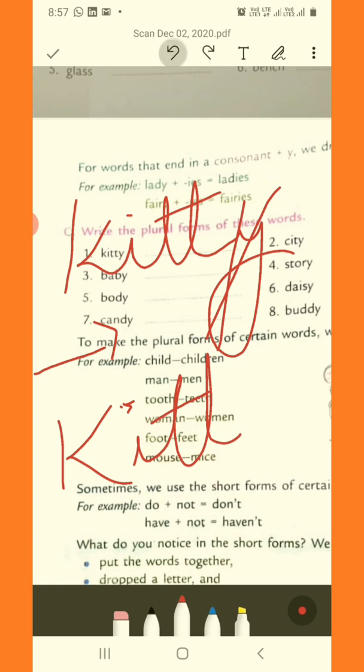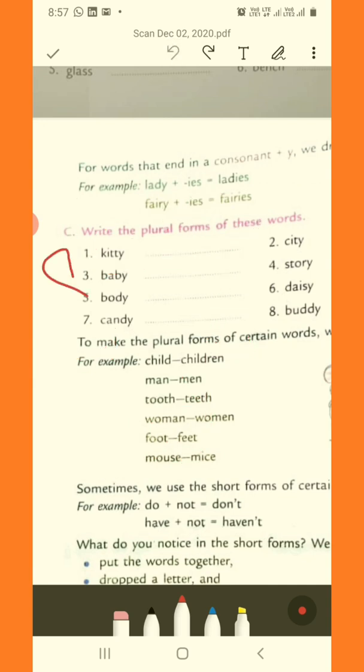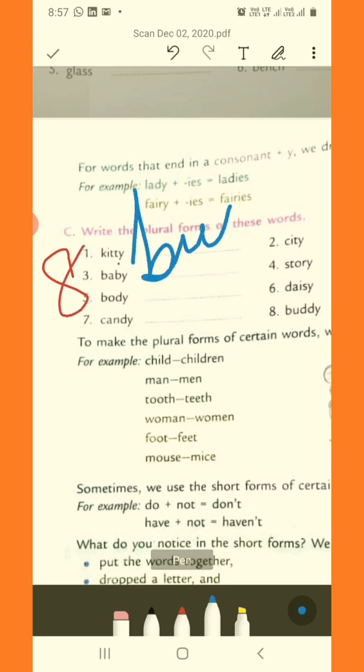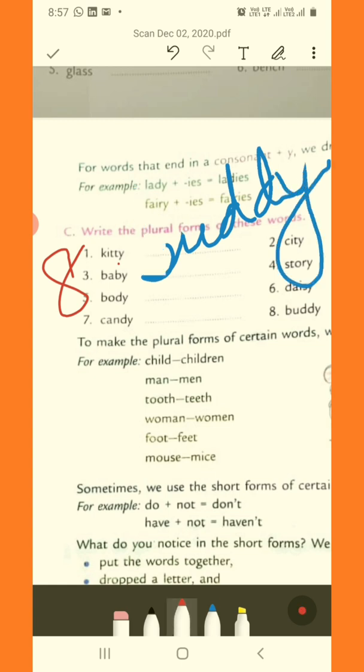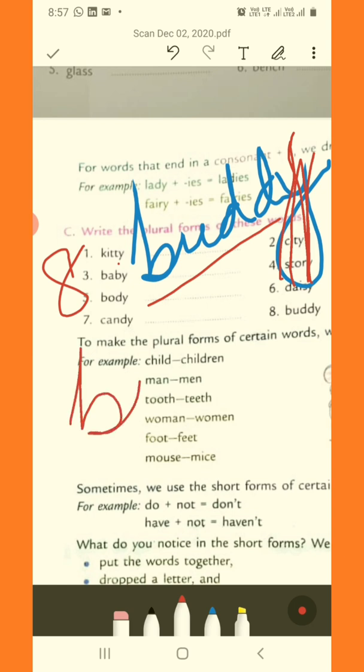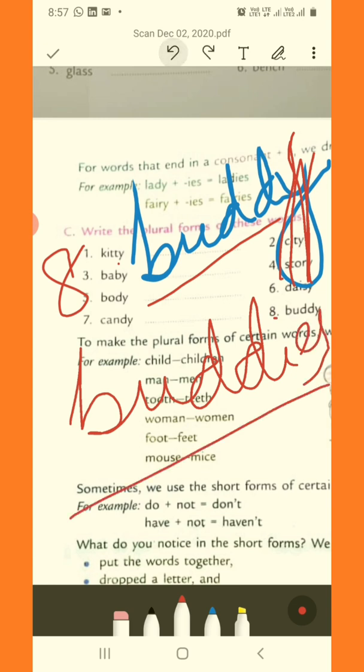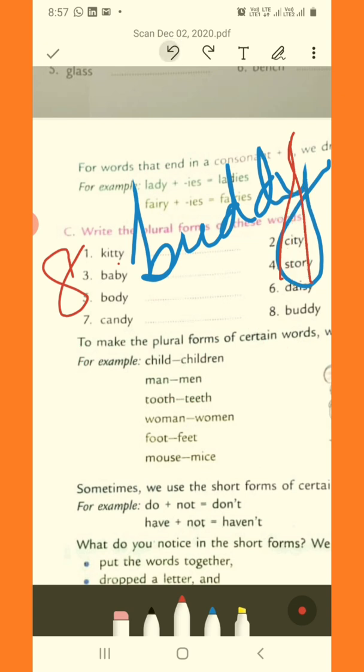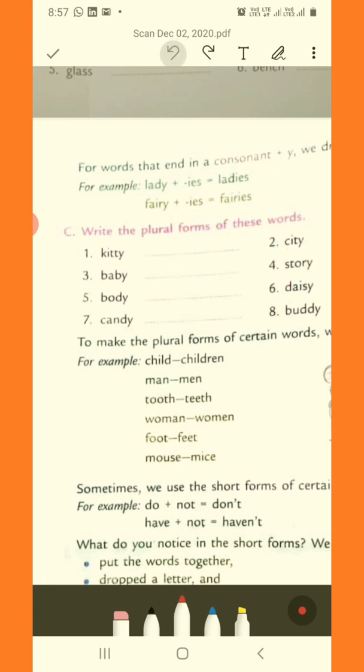Clear? Similarly, what else do we have? Let's find out. Let's say number 8, buddy. What is the word? The word is buddy. Right? So what will I do? I'll drop y. Now what am I left with? I'm left with budd. Then I'll add ies. Buddies. Right? That's how you go about it. Clear? Try the rest on your own. Conquer it. Finish it. It's very simple.